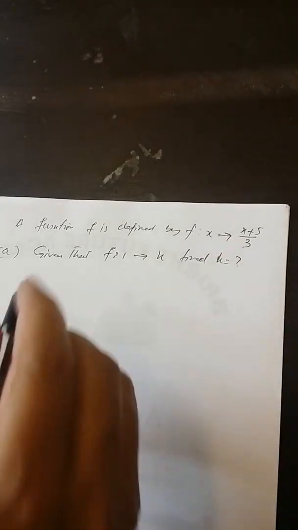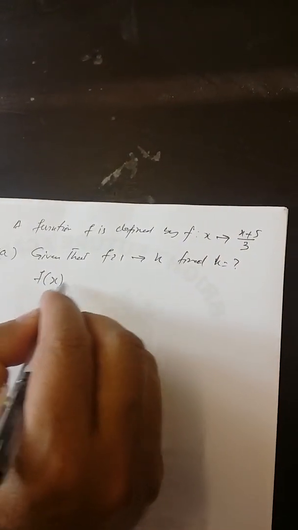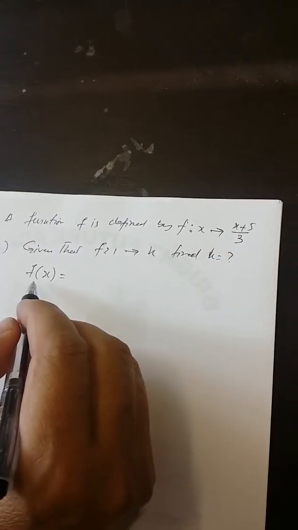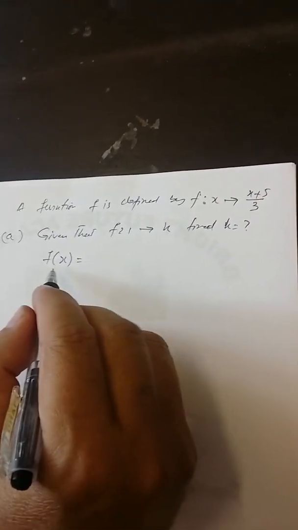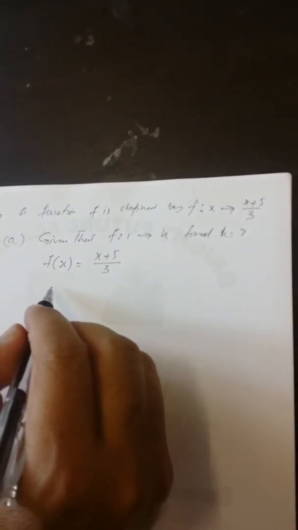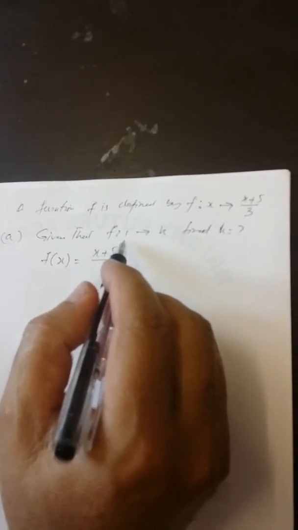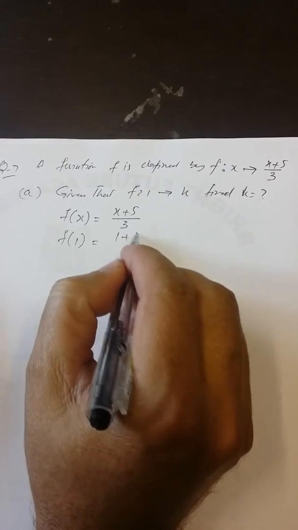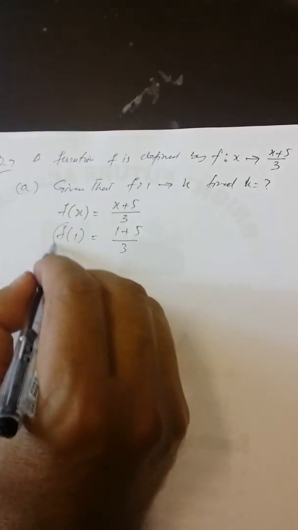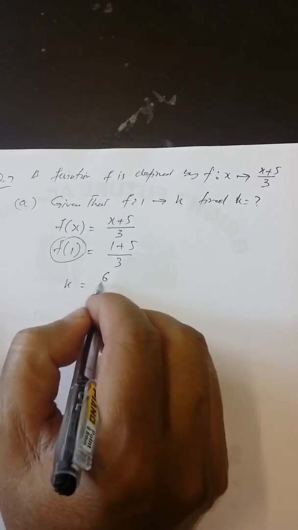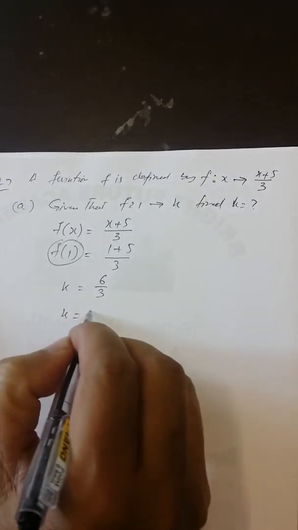So pick the function which is f of x. If it is written in this form, f of x, this form or this form, it is similar. So I write here f of x is equal to (x plus 5) upon 3. Now he has provided the value of x, which is 1. So I am going to replace x with 1. Now this value has been provided, which is k. Now k is equal to 6 divided by 3. K is equal to 2.